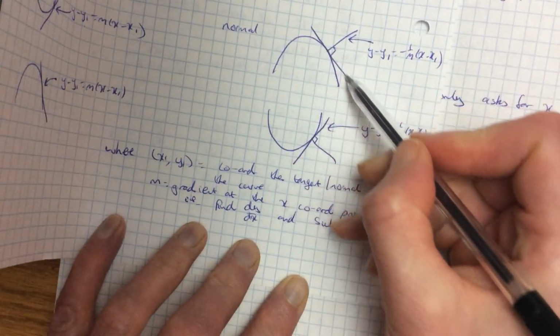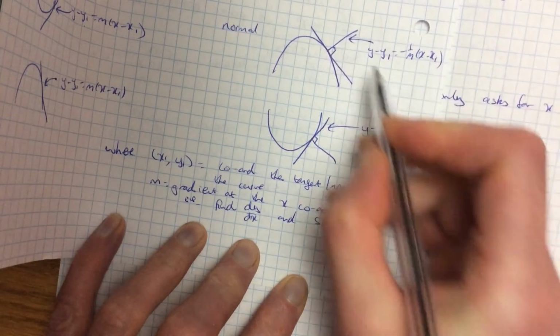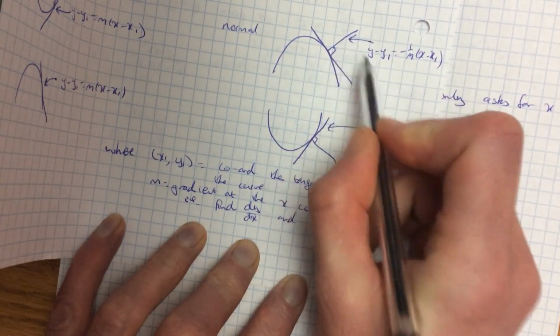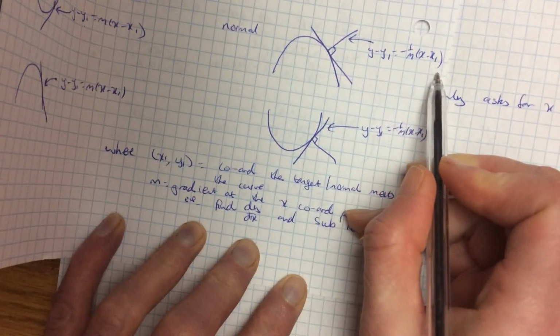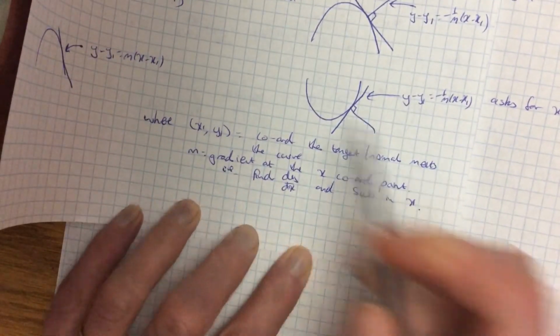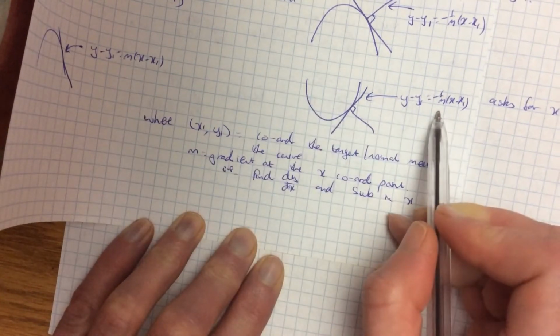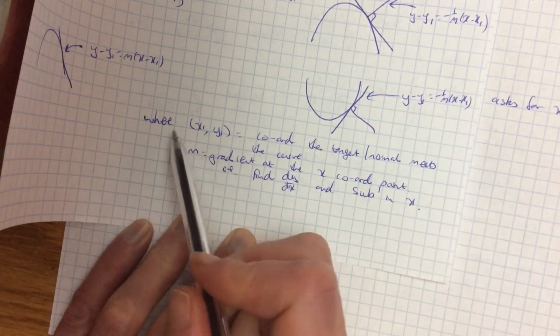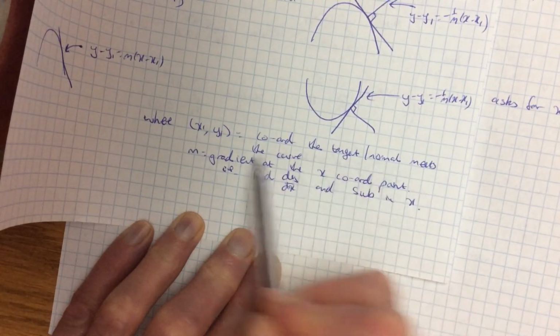That's your tangent. The normal hits it at right angles. So the equation of a normal is y minus y1 equals minus 1 over m, times (x minus x1). And that's just the same thing again. So tangent has a gradient of m, normal has a gradient of minus 1 over m. Now x1, y1 is the coordinate where the tangent or normal meets the curve.